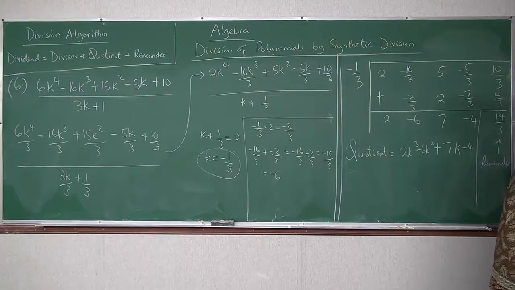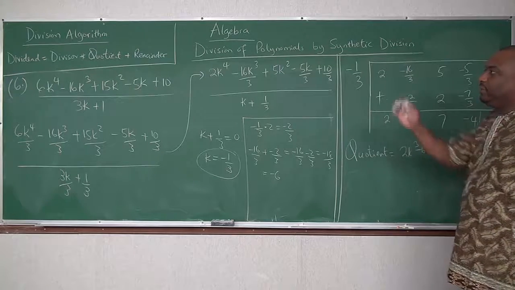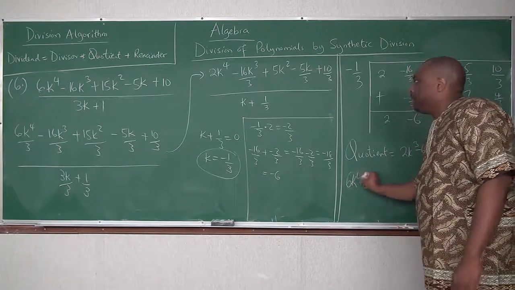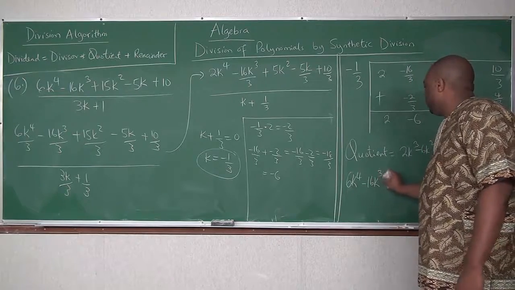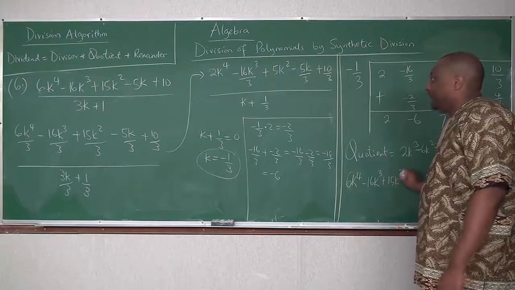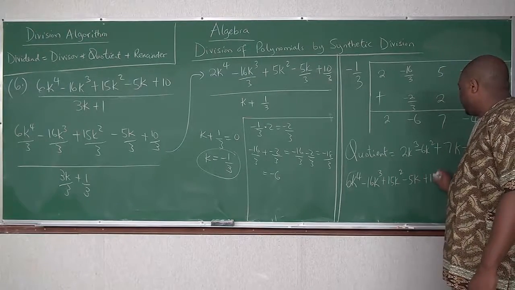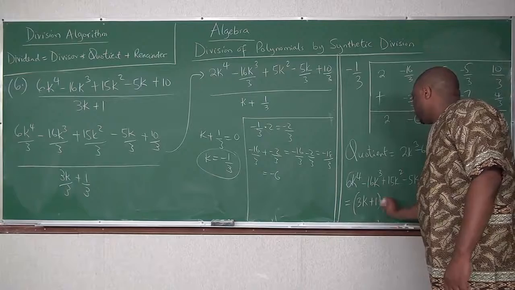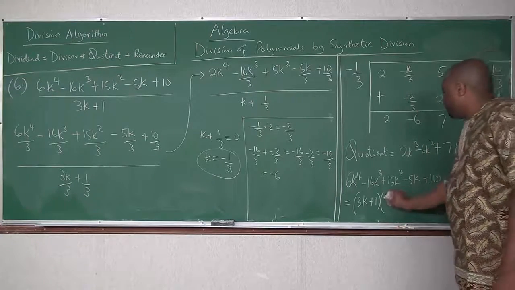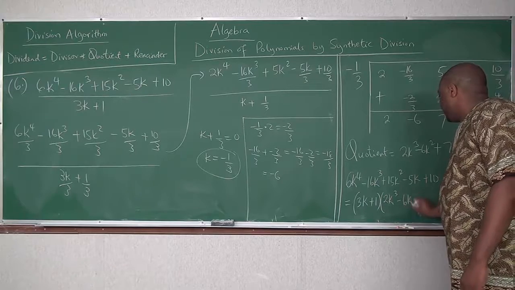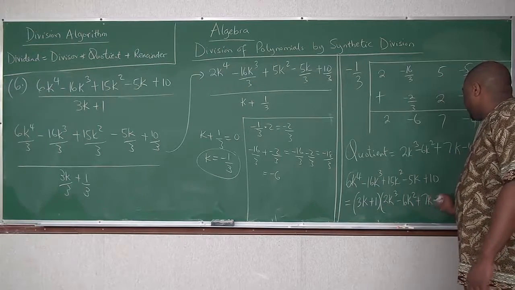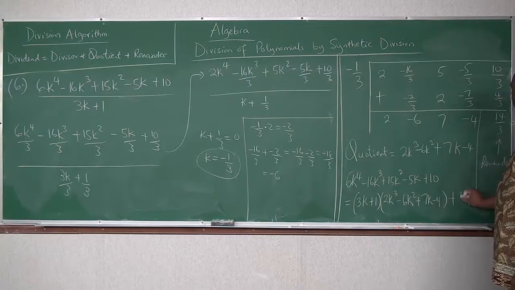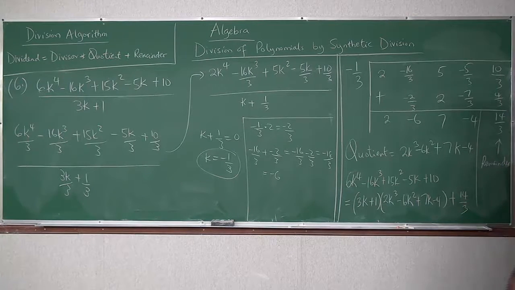So if we want to write this in the division algorithm form, this will be that 6k to the 4th power minus 16k cubed plus 15k squared minus 5k plus 10 is equal to the divisor 3k plus 1 times the quotient 2k cubed minus 6k squared plus 7k minus 4, plus the remainder 14/3. Okay?